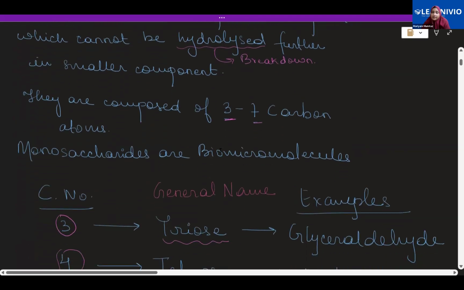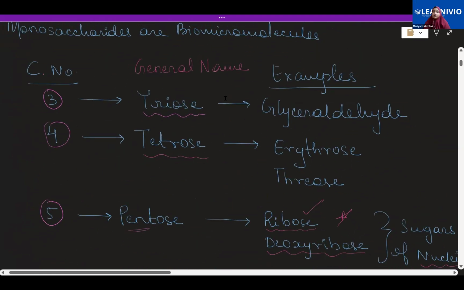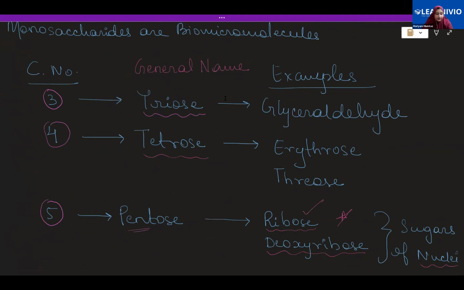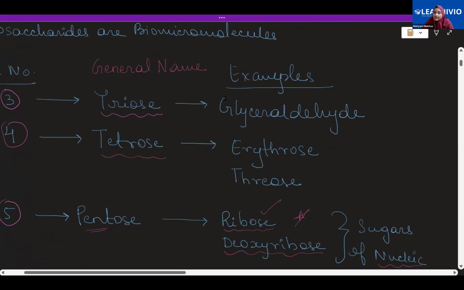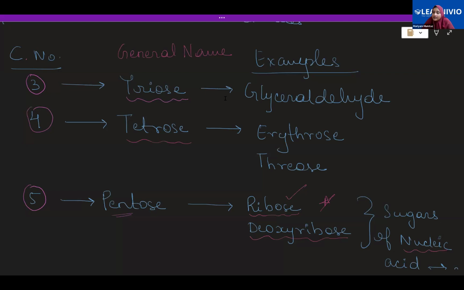Mostly, it is made up of carbons ranging from a 3 carbon molecule up until a 7 carbon molecule. So let us see, for example, if there is a monosaccharide with 3 carbons in it, the name becomes triose. Tri means 3. Example is glyceraldehyde. When there are 4 carbons present, the name becomes tetrose. Tetra means 4. The examples are erythrose and threose.